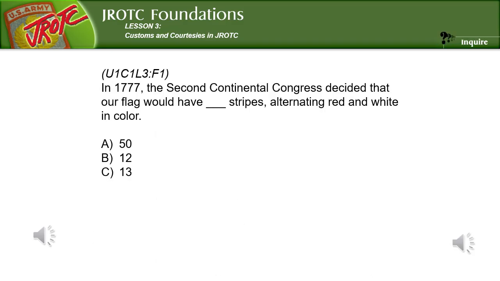First question. In 1777, the Second Continental Congress decided that our flag would have blank stripes alternating red and white in color. Is it A, 50, B, 12, or C, 13? The answer is, of course, C, 13.